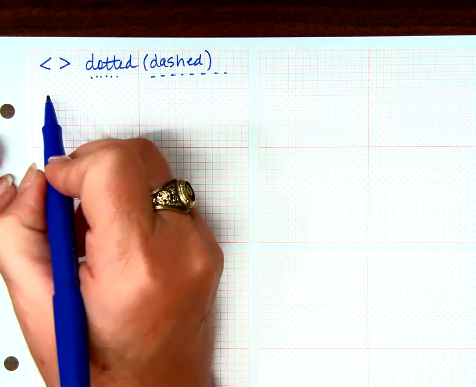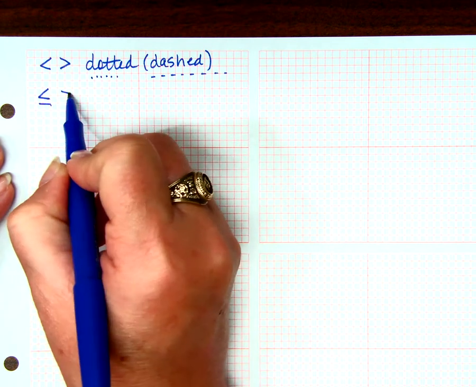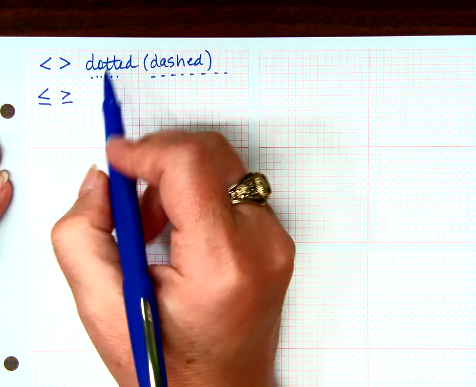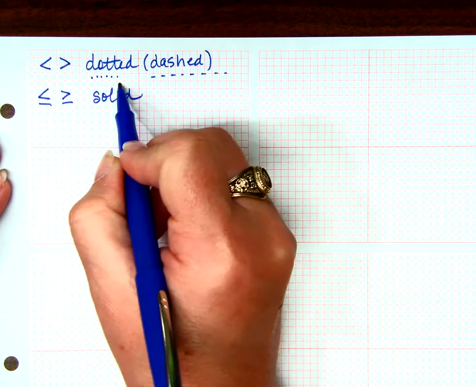Less than or equal, greater than or equal. What kind of shape am I going to draw here? Solid line. Okay.